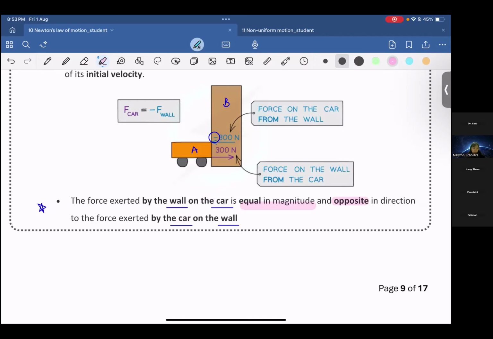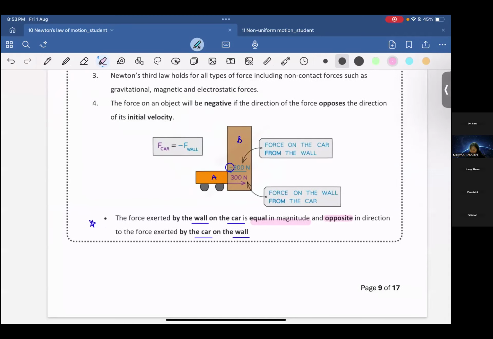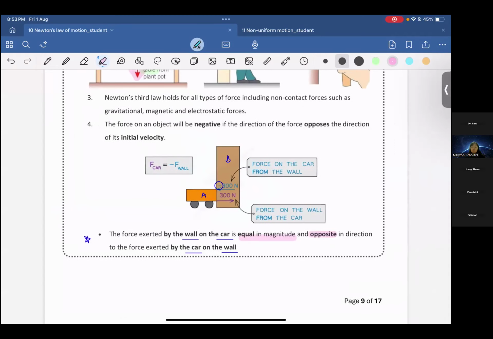Okay, now we go to the past year question, page number 10. Can I proceed to page number 10? Let me know. Okay, thank you, Junho. Thank you, Vashini.